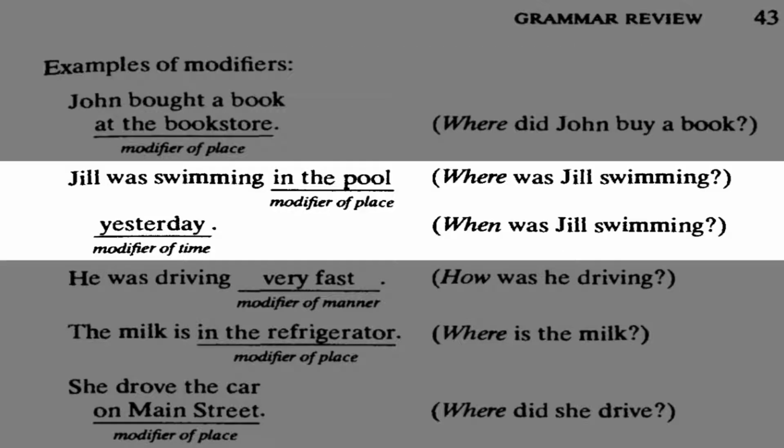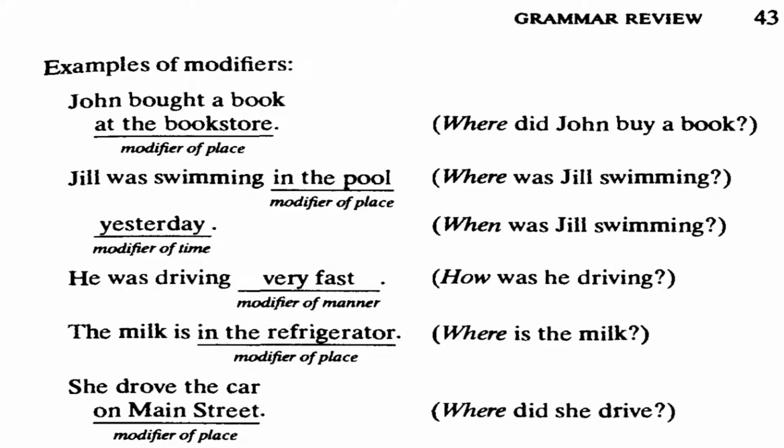Another example is that Jill was swimming in the pool yesterday. Here we get two modifiers, that is in the pool and yesterday. If you ask the question, where was Jill swimming, you will get the answer in the pool. If you ask another question, when was Jill swimming, that is yesterday. So both are modifiers.